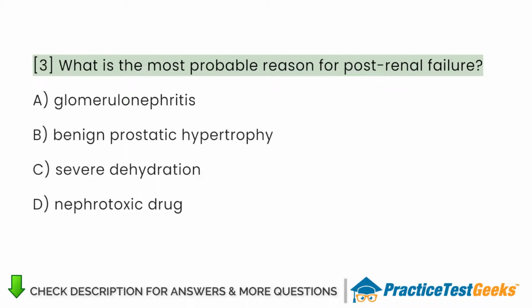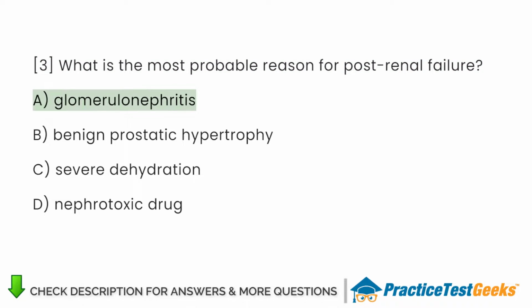What is the most probable reason for post-renal failure? A. Glomerulonephritis. B. Benign prostatic hypertrophy. C. Severe dehydration. D. Nephrotoxic drug.